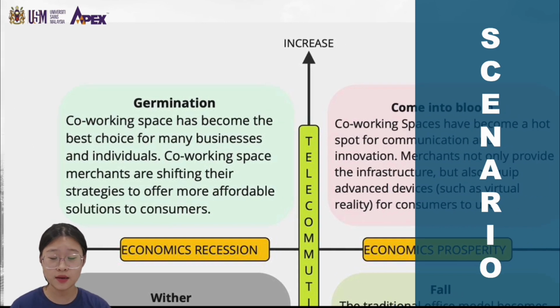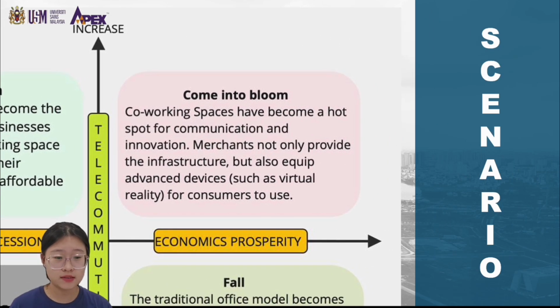The second one, named Blossomy. This period represents the upper right-hand corner of the matrix. In this scenario, shared office spaces become a hotspot for networking and innovation. At this time, businesses not only provided infrastructure but also advanced equipment.